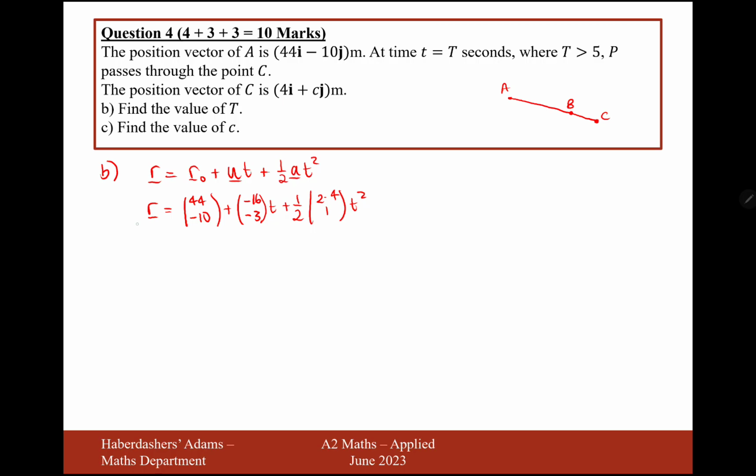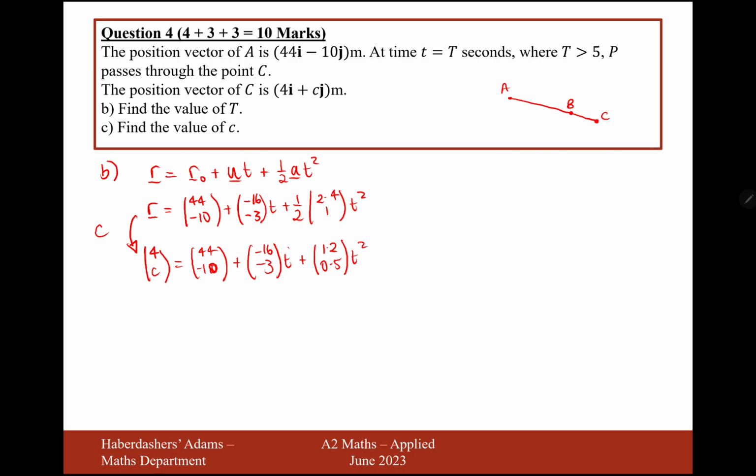The position vector of C is 4i plus cj. Okay, so now on this left-hand side, I'm going to plug in the value c. So I'm going to get 4, c equals 44, minus 10, add minus 16, minus 3, t, add, I'm going to move the half in here, so 1.2, 0.5, t squared.